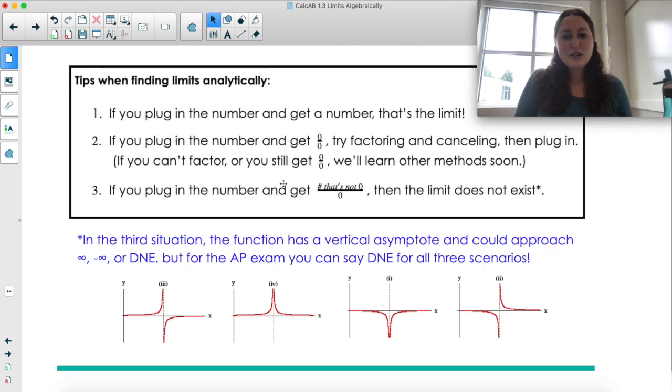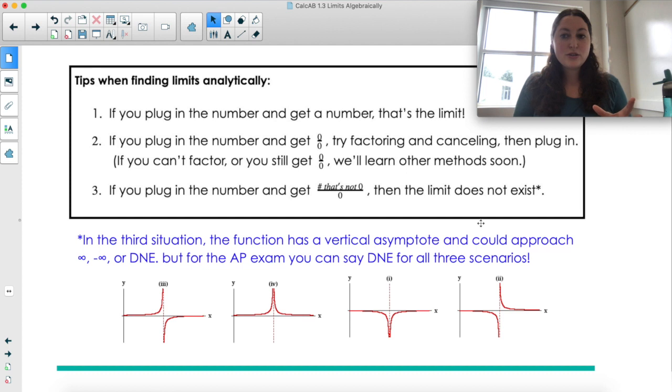If you can't factor and you still get 0 over 0, there are more methods. We just haven't learned them yet. So for today, everything's going to be factor, cancel, plug in. And lastly, if you plug in and you get something that's not 0, but 0 is in the denominator, anytime you divide by 0, that's undefined. The limit does not exist.